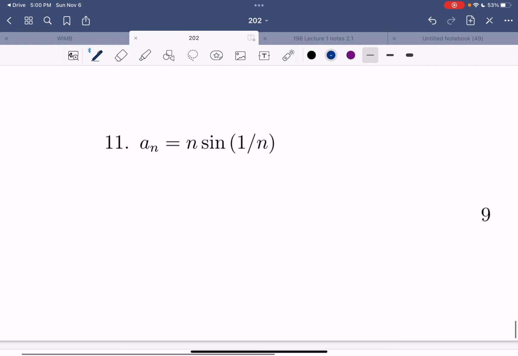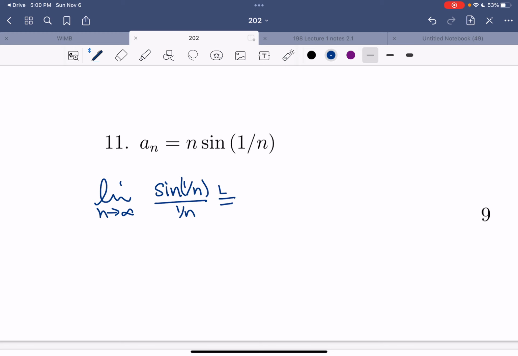Similar situation in 11. Sign's going to oscillate. The n goes to infinity. So you want to take a look at the limit. We want to use L'Hopital's rule here, so I'm going to keep the sine of 1 over n on the top. And I'm moving the n to the bottom. So the n is currently on the top with a positive 1. If I move it to the bottom with a negative 1, that's n to the negative 1, but that's just 1 over n on the bottom.